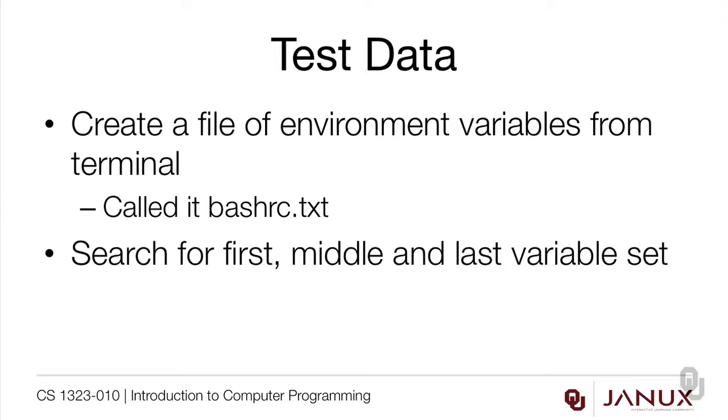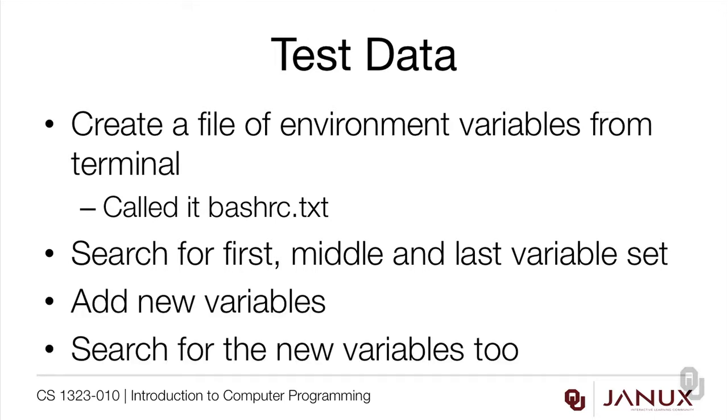Certainly, we should search for the first, the middle, and the last variable that gets set. This is checking the boundary conditions and something in the middle, something we've been doing all semester. We'd want to add new variables too, and search for the new variables that just got added to make sure they're still visible. And of course, after we do that, we might search for the first, middle, and last variable set again, just to make sure that adding new things didn't overwrite old things that we had there.